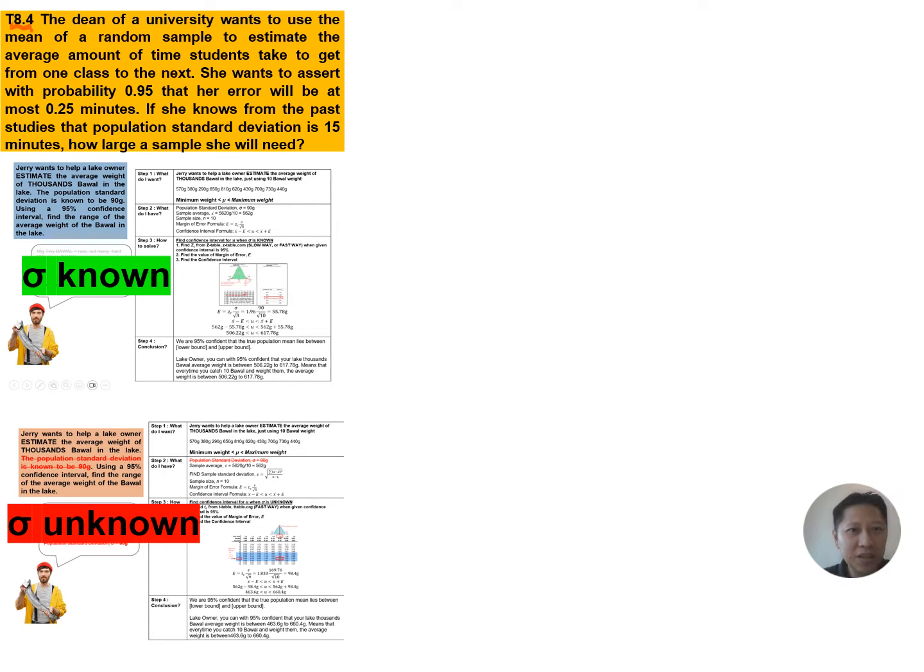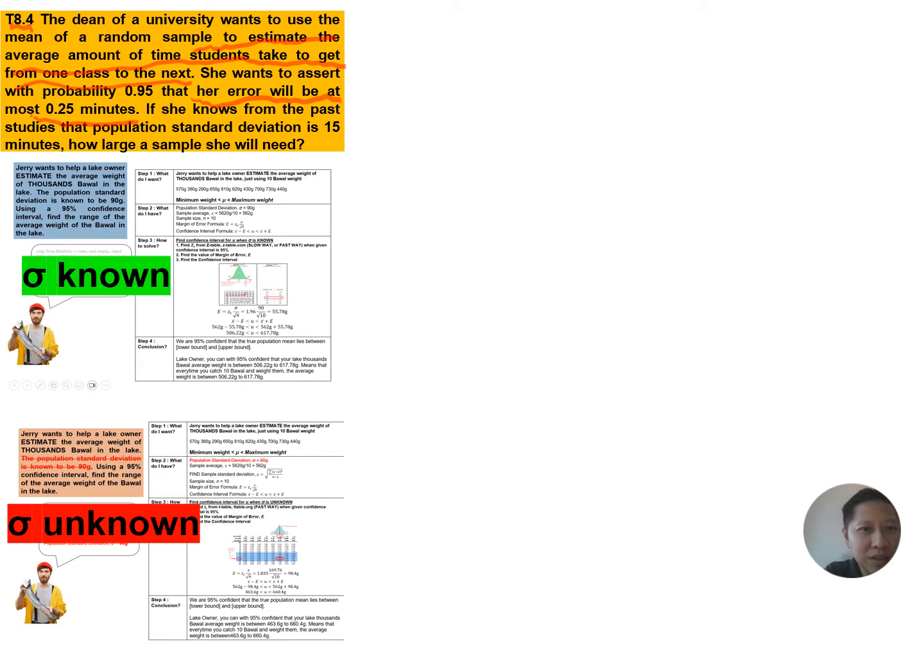E8.4. The dean of a university wants to use the mean of a random sample to estimate the average amount of time students take to get from one class to the next class, how many minutes the student needs. She wants to assert with a probability of 0.95, so the confidence level is 95%. Then her error will be at most 0.25 minutes. The margin of error E equals 0.25.